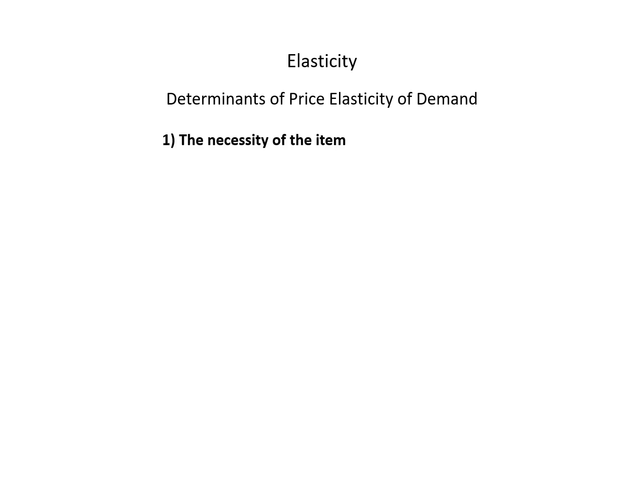The first of these determinants, the first one that we will consider in no particular order, is the necessity of the item. Imagine a diabetic person walking up to the counter at a pharmacy to purchase this period's unit of insulin.